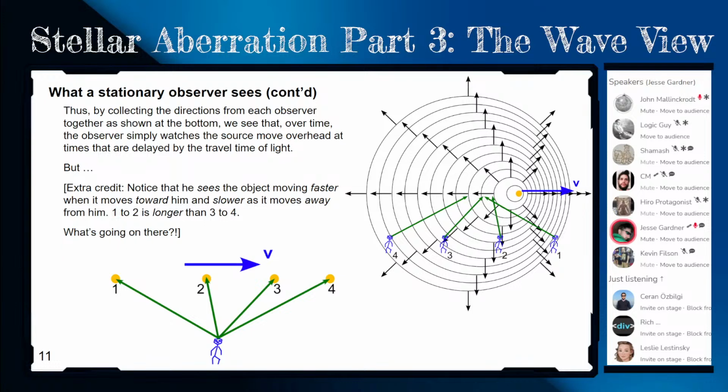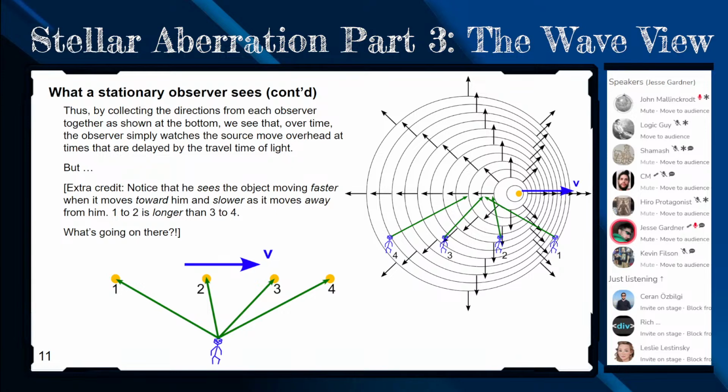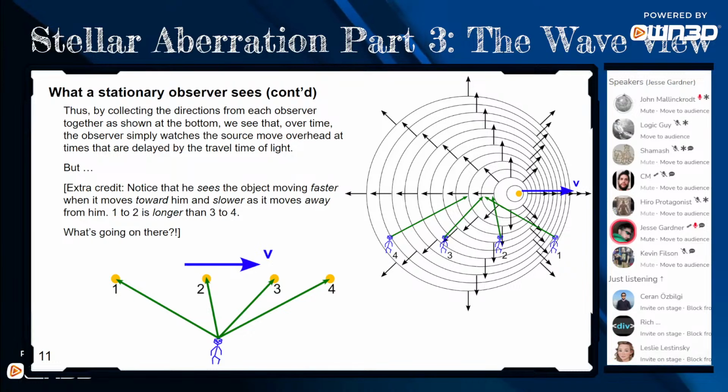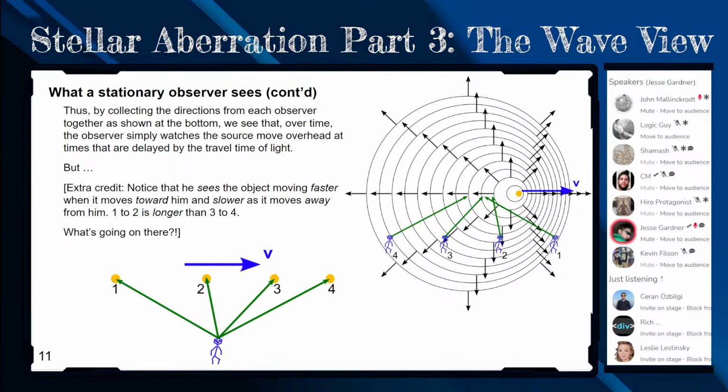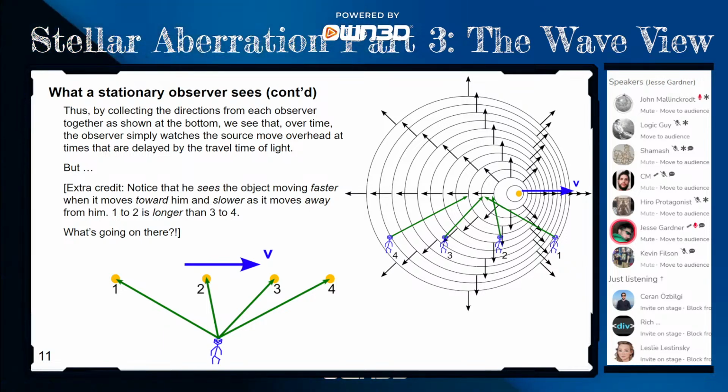If I take the single observer and attach those 4 green arrows to that observer, he sees the source originally at position 1, and then sees it at position 2, and then position 3, and then position 4. And that should make sense, right? He's seeing the source move past him, above and past him to the right. So that should all just kind of make sense.